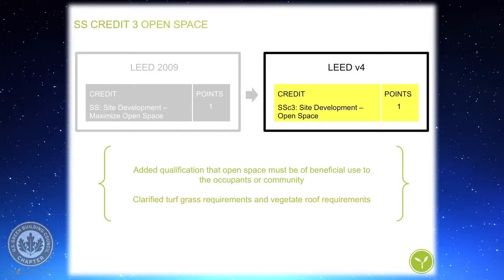Minor changes to the open space credit. We've added a qualification here that the open space must be of some sort of beneficial use to either your building occupants or the community if you're giving community access to that space. And then we've made some further clarifications for turf grass as well as vegetated roofs.